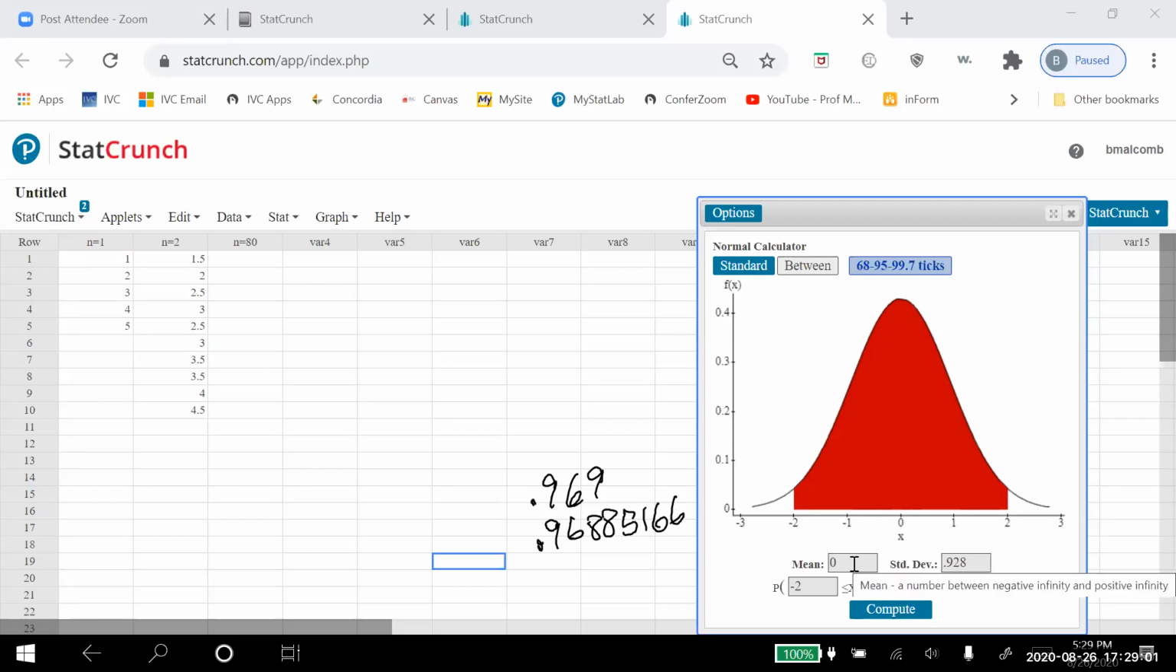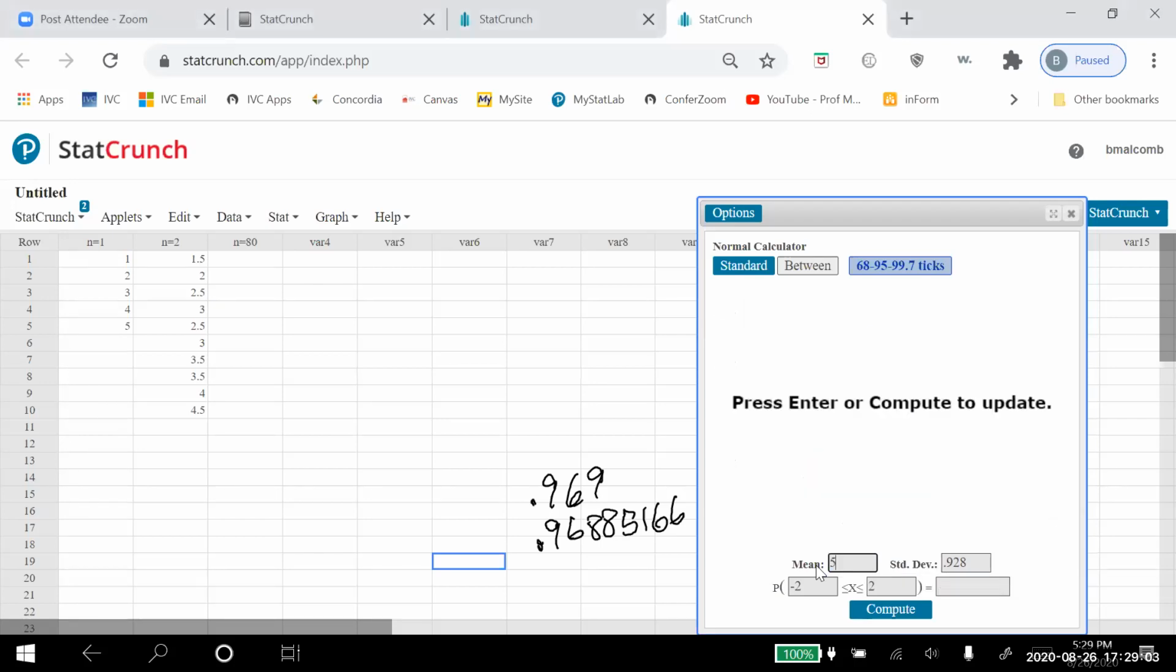So say the average hospital stay was 5 days. Now we have to do a little math in our head. So what we're going to do over here is this is going to be 5 minus 2, which is 3. This one's going to be 5 plus 2, which is 7. Because think about it, if we're within 2 of 5, where are we? Well, we have to be somewhere between 3 and 7. That's within 2 of the mean of 5.